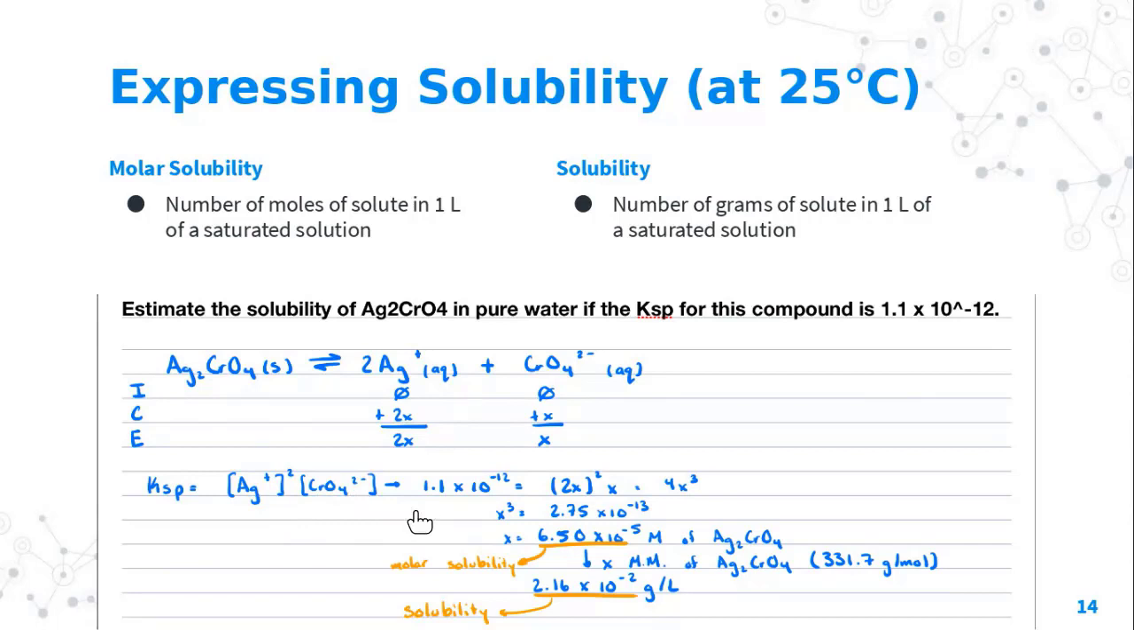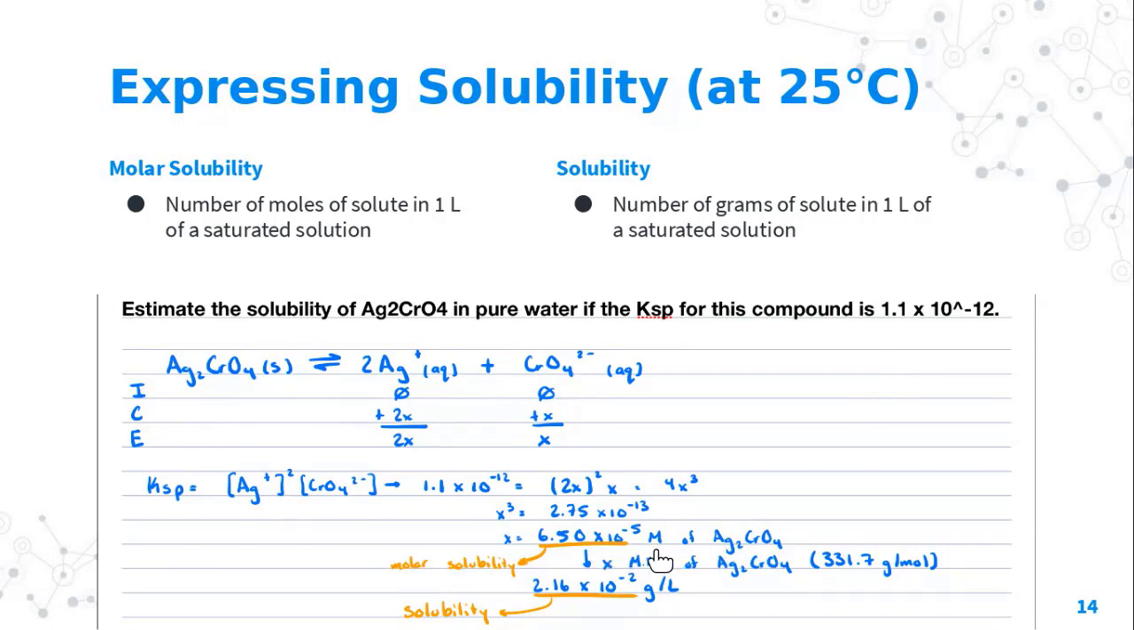All right, so let's put in all the numbers and all the variables. So here's our KSP equals 2x squared times x. So we have 4x cubed. Just do the math, divide by 4, take the cube root, and you'll get this value, 6.5 times 10 to the negative 5 molarity of Ag2CrO4. So that's going to be our molar solubility.